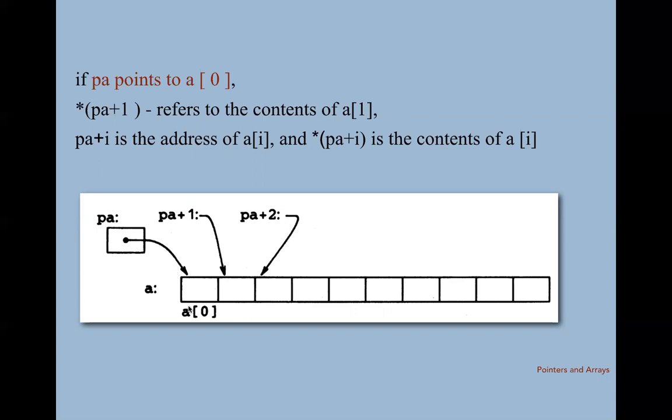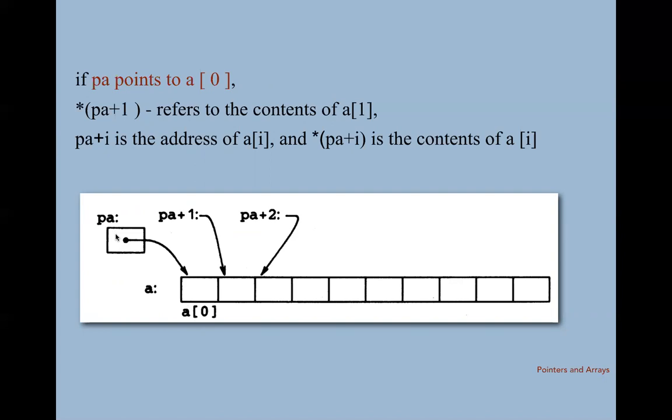Assume the address of A of 0 is 1000. We know they are hexadecimal values, but just for our simplicity, we are using 1000. So the address of A of 0 is going to be 1000. So PA is what? 1000, right? If the address of A of 0 is 1000, PA will be 1000.